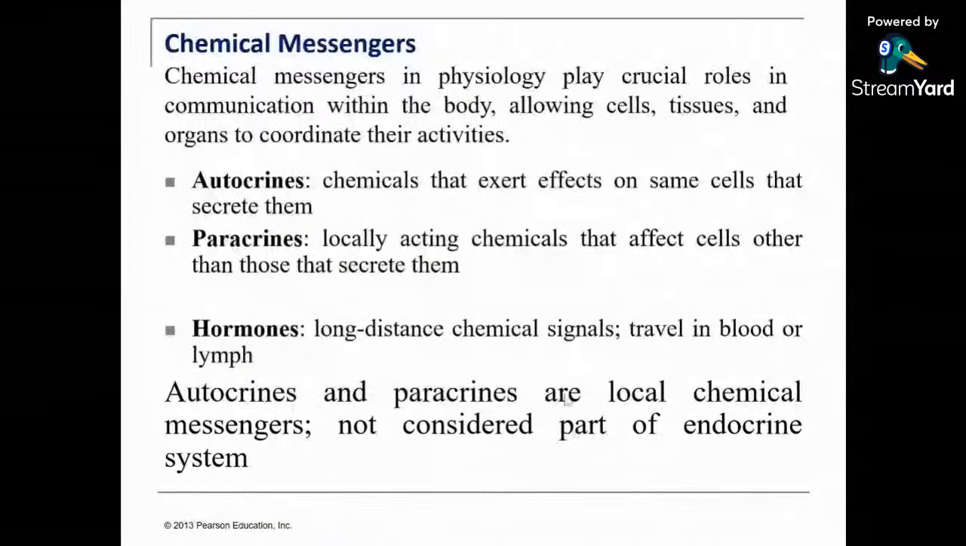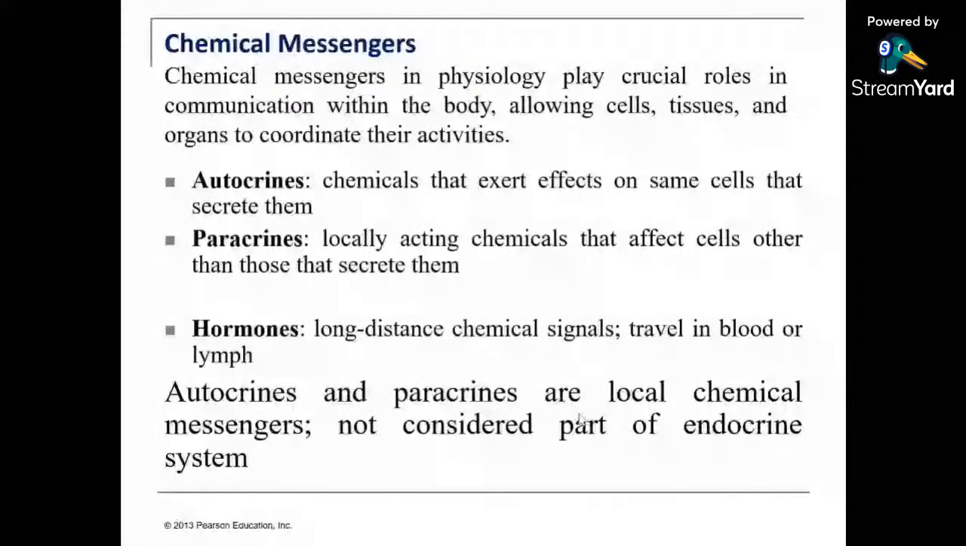There are some autocrines and paracrines. Autocrines are chemicals that exert effects on the same cells, whereas paracrines are locally acting chemicals that affect cells other than those that secrete them. Hormones are long-distance chemical signals that travel in blood or lymph. Keep in mind, autocrines and paracrines are local chemical messengers, not considered part of the endocrine system.